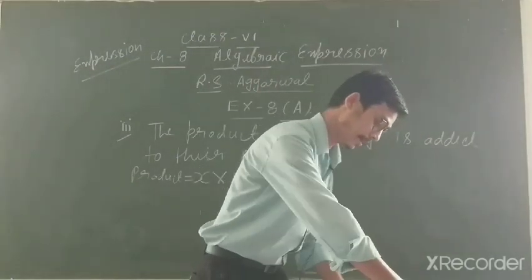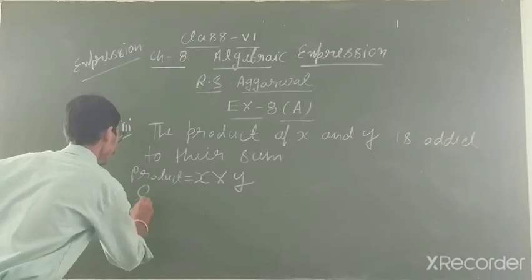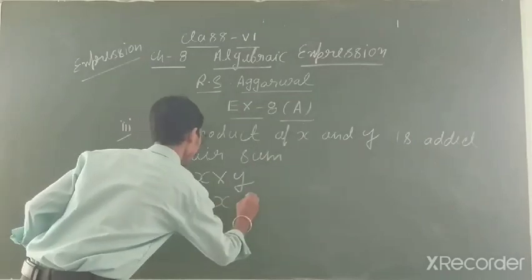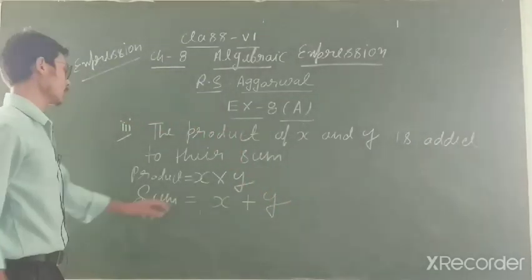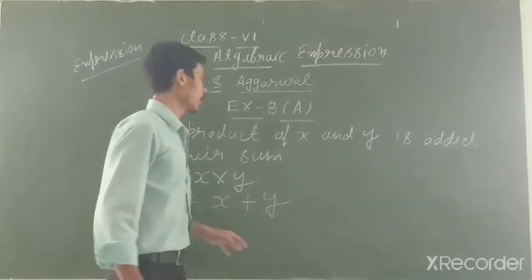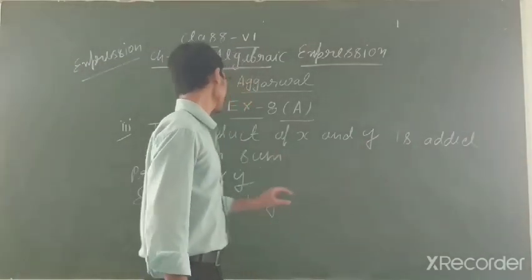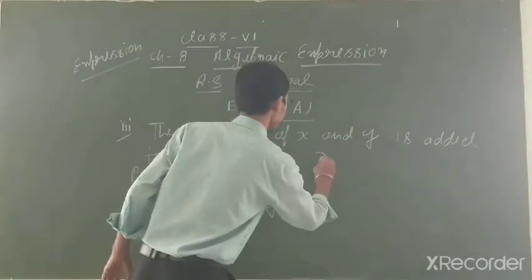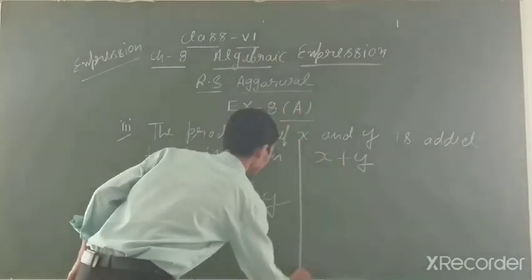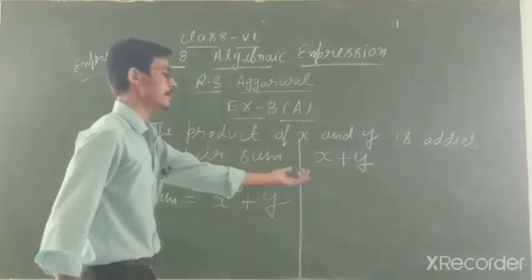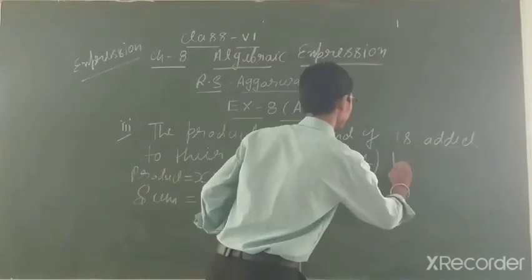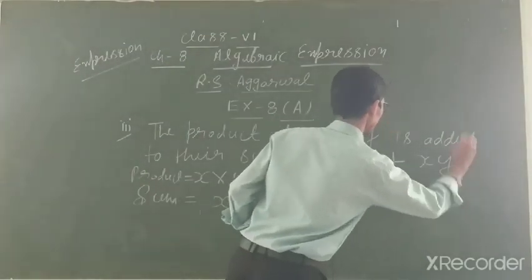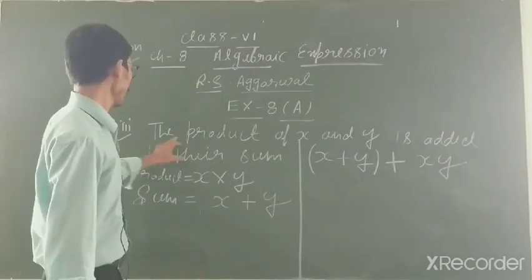Clear, student? And next is given sum. You have to find out first, write down sum. Sum means simply addition. So write down x plus y. Clear, student? This is our product. This is our sum. Now what we have to do? The product of x and y is added to their sum. So sum is x plus y. And the product of x and y you have to add in this. So write down in bracket and you have to add plus product, which is x into y. Clear, student? This is our expression for this.